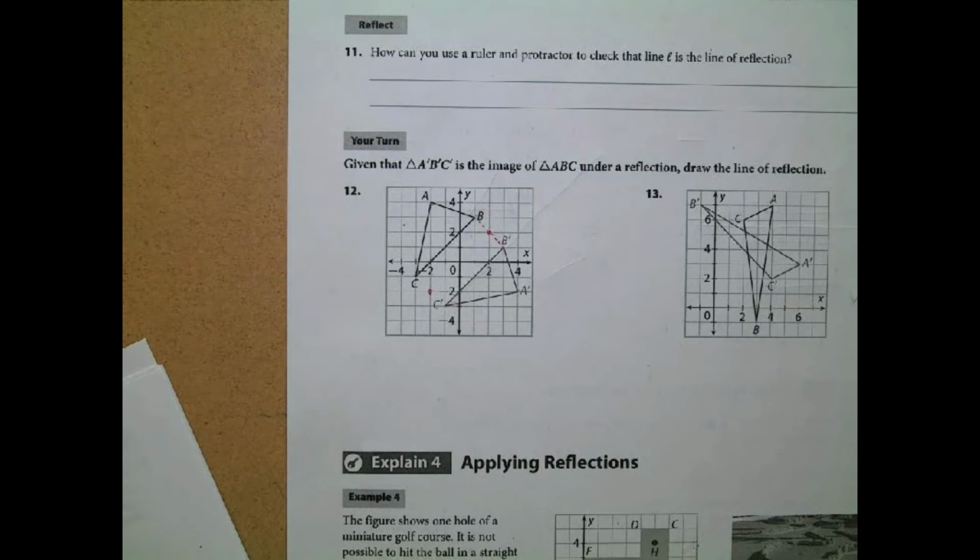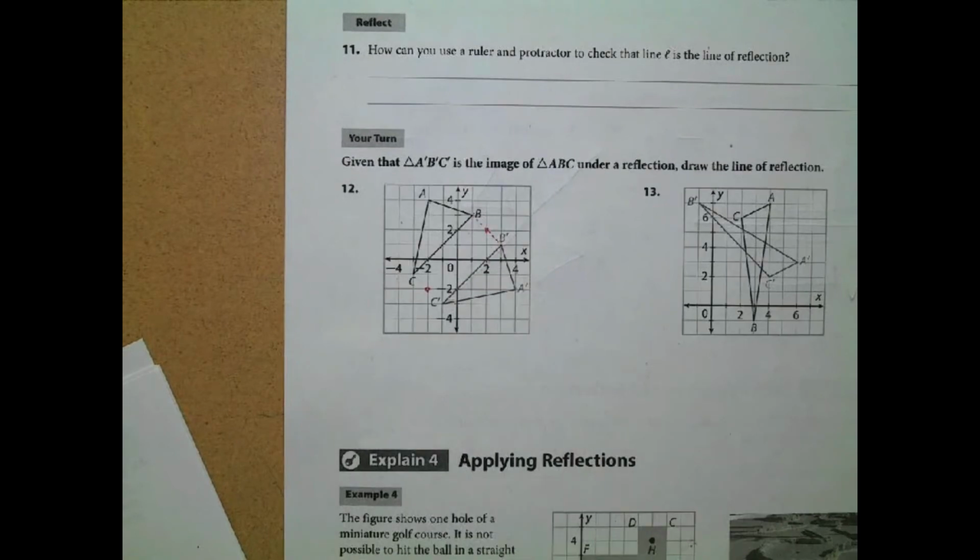And then finally, how can we use patty paper to find our line of reflection here? Yeah, trace them both, fold the paper in half so that you match these two shapes up, and then where will the line of reflection be? Where the fold line is, yeah, the creases, exactly right. Okay, so you have a lot of options here.